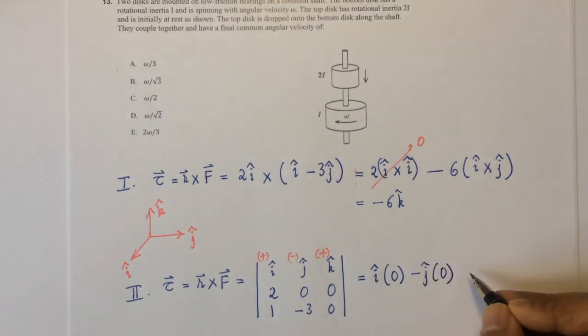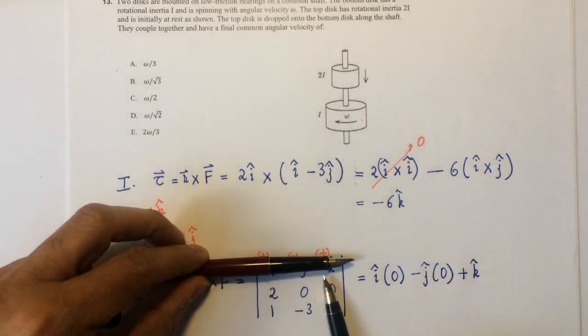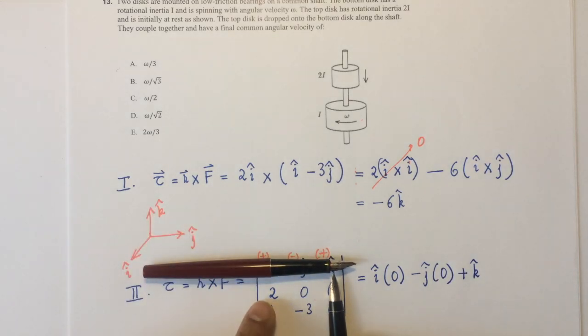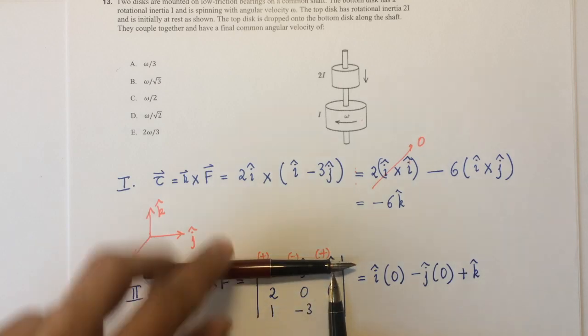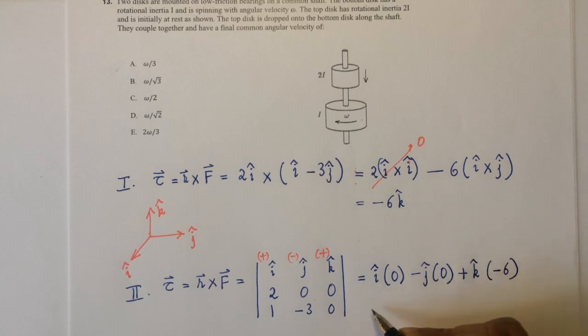The last thing I have is plus k hat, because of that plus sign there, and the determinant of whatever k hat controls, and that's going to be this last thing there. And 2 times negative 3 is negative 6, and 1 times 0 is 0, so it's going to be just negative 6, which is the same answer as we got above, negative 6k hat.